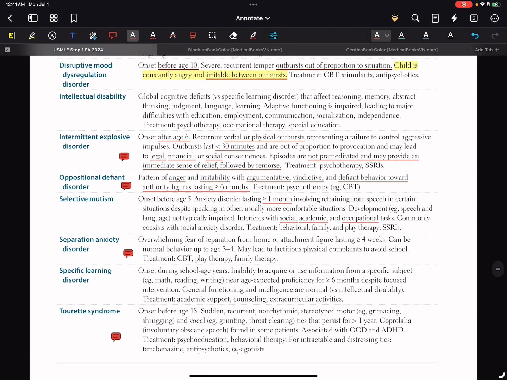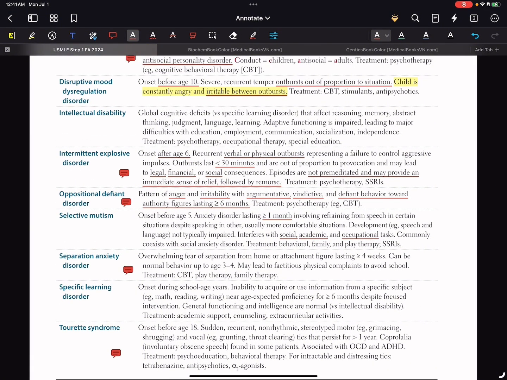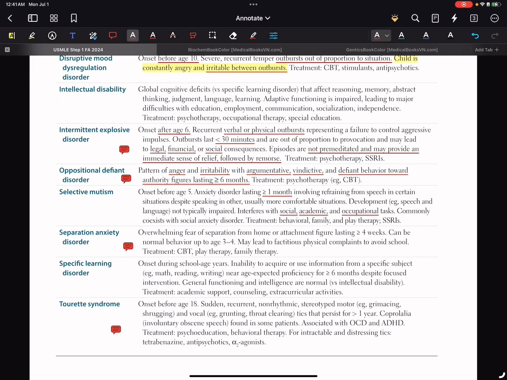Intermittent explosive disorder, onset after age 6: recurrent verbal and physical outbursts representing a failure to control aggressive impulses. Outbursts last less than 30 minutes and are out of proportion to provocation, and may lead to legal, financial, and social consequences. Episodes are not premeditated and may provide an immediate sense of relief followed by remorse. This is very important: sense of relief followed by remorse. So they present a case where a man is arguing, goes crazy on his girlfriend, and feels relief after the outburst, but then feels bad and feels remorse.